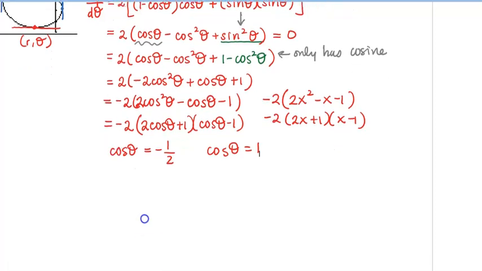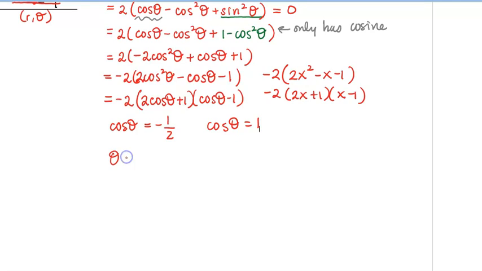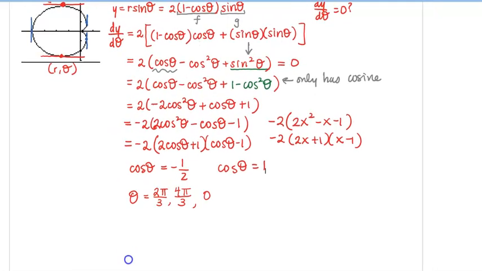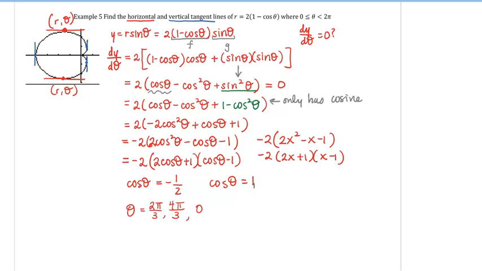So now we can use our knowledge of the unit circle because we know that cosine is equal to negative 1/2 where we have an x coordinate of negative 1/2 on the unit circle, which is at the angles 2 pi over 3 and 4 pi over 3. And cosine is equal to 1 on the unit circle at the angle of 0. So we have found three angles where we have possibly a horizontal tangent.